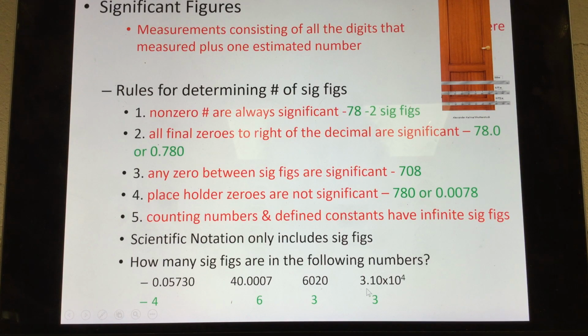And then finally this one, 3.10 times 10 to the 4th power, has 3 sig figs, because if this 0 was not significant, we would not put that in scientific notation. So if it only had 2 sig figs, it would just be 3.1 times 10 to the 4th. Okay, and that does follow the rule of ending zeros to the right of the decimal. So when we put it in scientific notation, a 0 at the end of the number on the right side of the decimal is significant. So that has 3 sig figs as well.